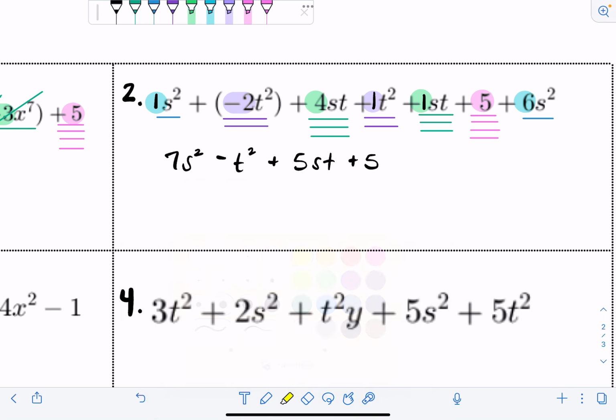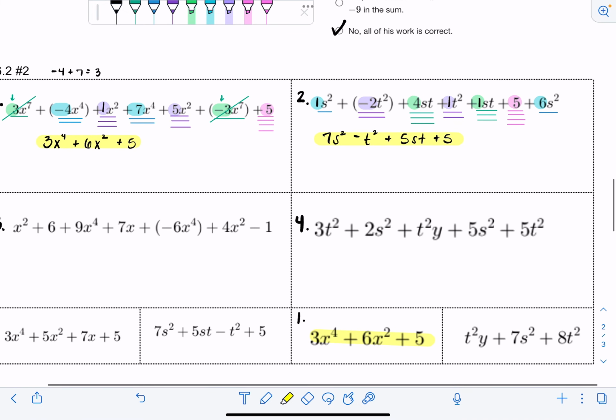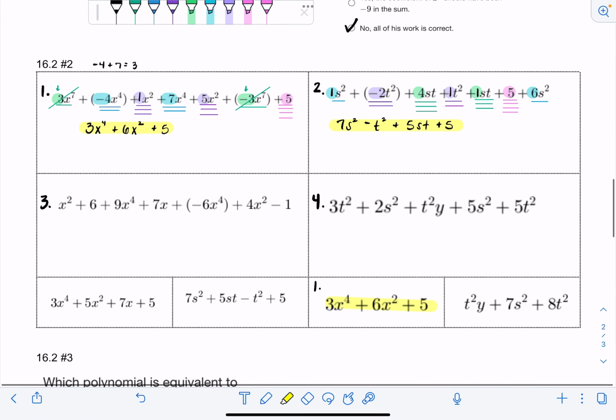Okay, so I don't know why. Oh well, it's okay. So 7s squared minus t squared plus 5st plus 5. This could be, like I said, in a different order than the final answer. So if we look at the final answer choices down here, the one it technically matches up with is this one. It just has the answers in a little bit different order, and that's okay. It doesn't mean what we did is wrong, because we can always rearrange the terms.